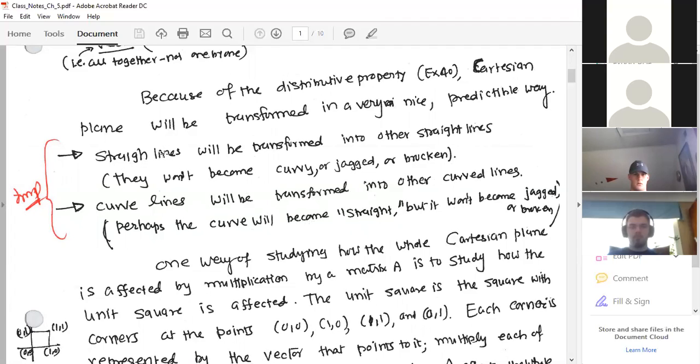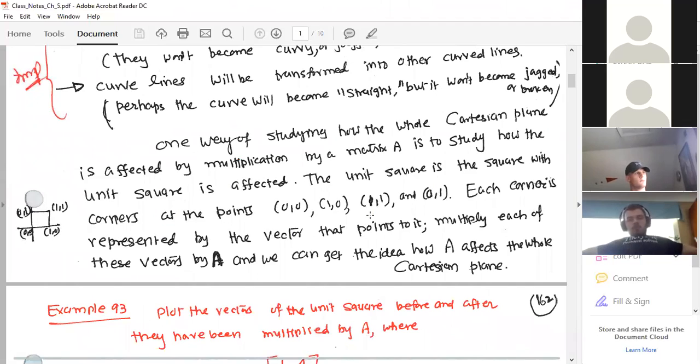Suppose some column vectors are given in the form of a straight line, and you multiply them by a matrix. That straight line will be transformed to a straight line. And suppose you have a curve, the curve will be transformed to a curve, but sometimes your curvature may be transformed to a straight line, but it won't be any kind of jagged or broken line. So please keep in mind: curve to curve, but sometimes curve to straight line too.